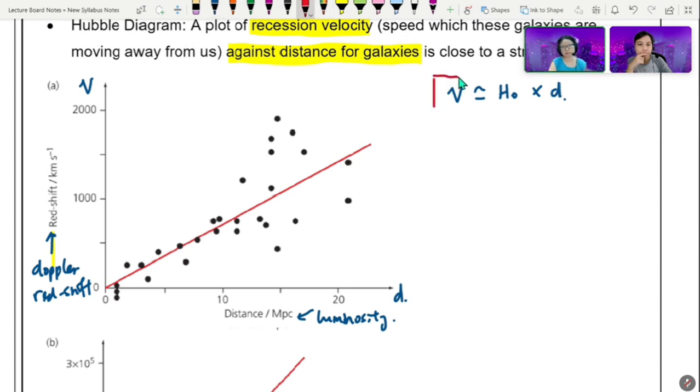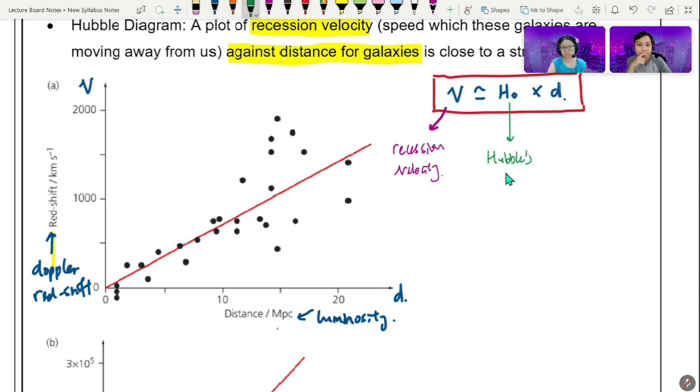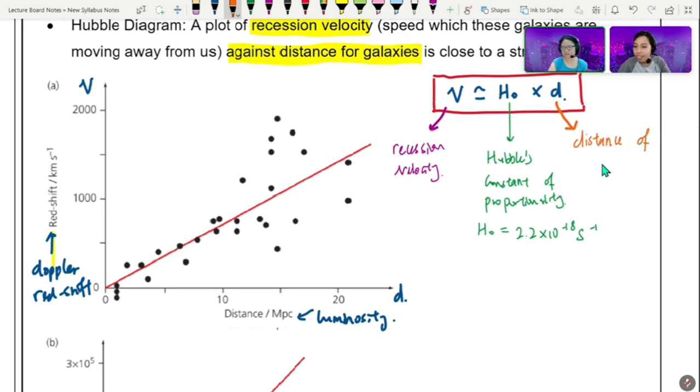This is your equation. Let me label what each symbol represents for you. This V here is our recession velocity. H naught here is our Hubble's constant. It's a proportionality constant, so it's a constant of proportionality. And this value of H naught should be given to you, 2.2 times 10 to the power of negative 18 second negative 1. This is experimental data. The best we have so far, right, Miss Ellie? As of the time where this textbook and the syllabus was written and confirmed and agreed upon by all the scientists. Yes. Yep. And d here is the distance of the galaxy that is being measured.